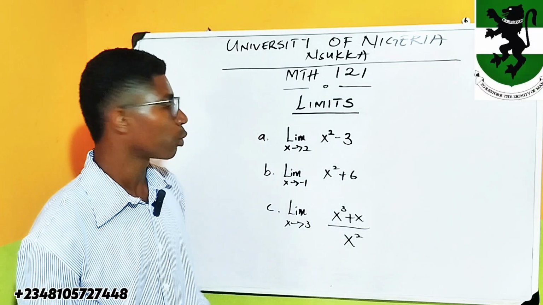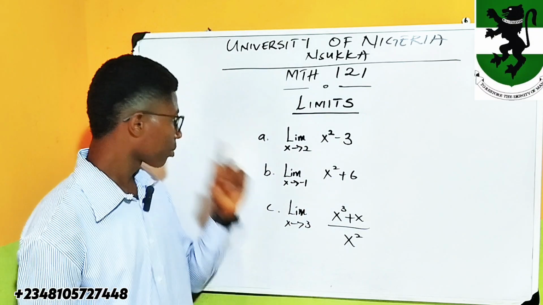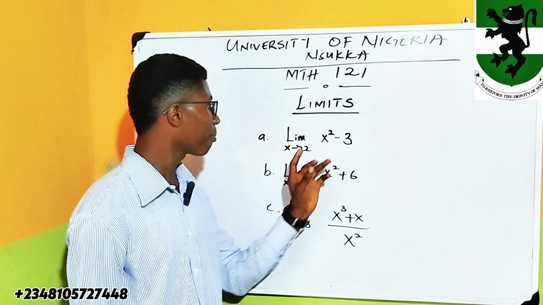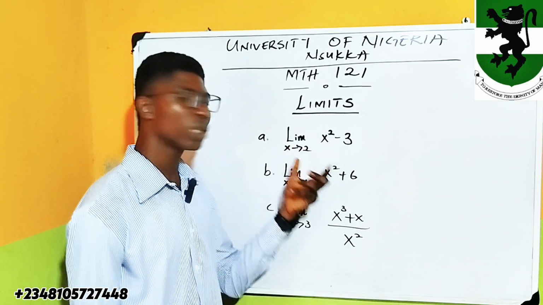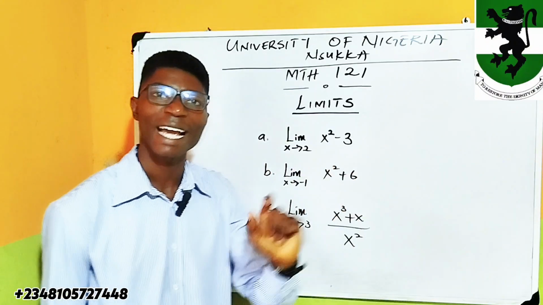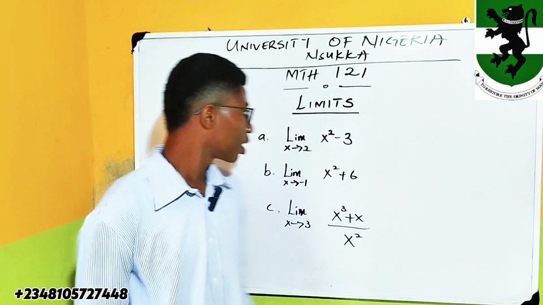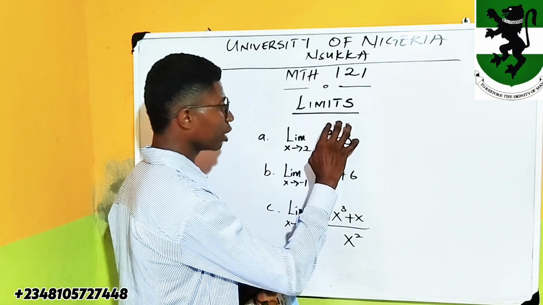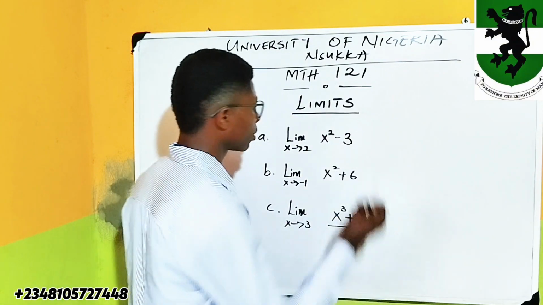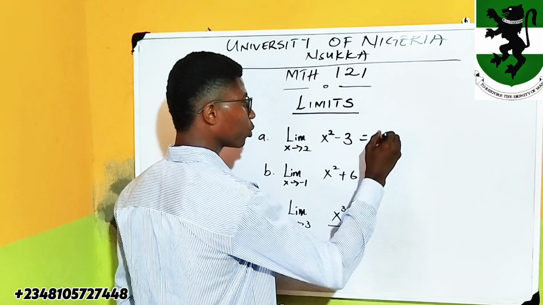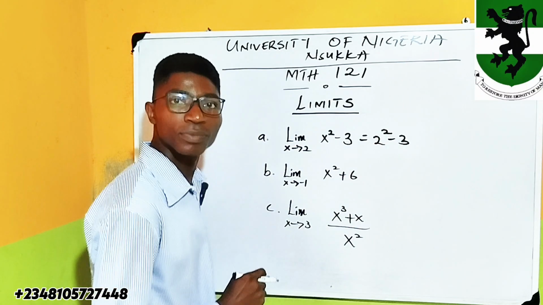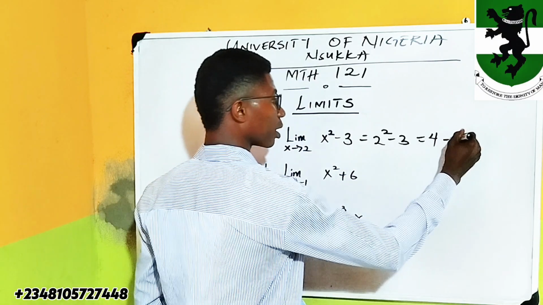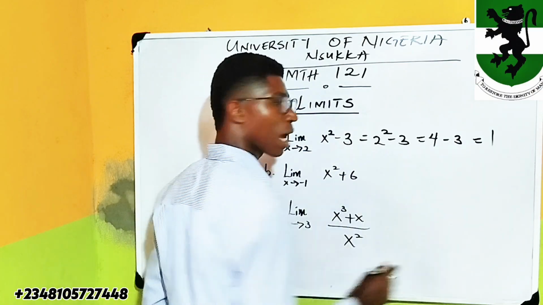Today we are going to continue from where we stopped. Limit as x approaches 2 of x squared minus 3. This is a simple limit equation and it can be solved by direct substitution. As x approaches 2 means that we are going to substitute 2 into this expression. That is 2 squared minus 3. 2 squared is equal to 4, right? Minus 3. 4 minus 3 is equal to 1.